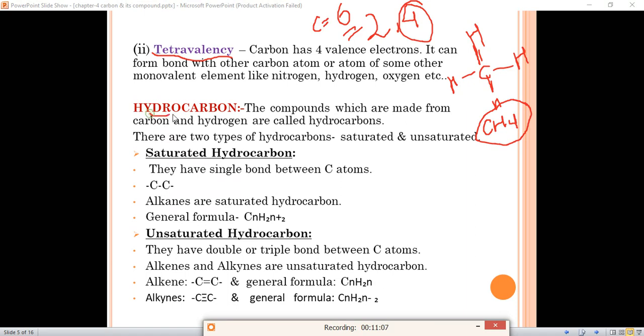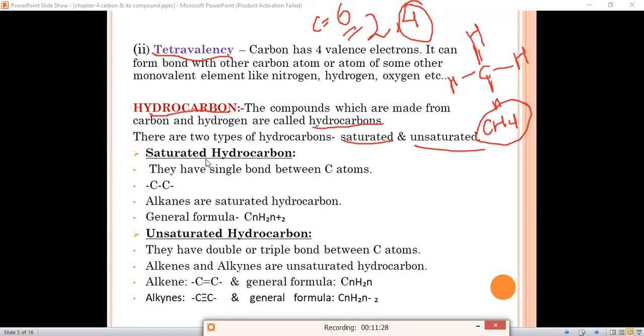Our next topic is hydrocarbons. So what are hydrocarbons? The compounds which are made from carbon and hydrogen are called hydrocarbons. From the word itself, it is clear that it is made from hydrogen and carbon. There are two types of hydrocarbons, saturated and unsaturated. Now let's have a look at what are saturated hydrocarbons and what are unsaturated hydrocarbons.